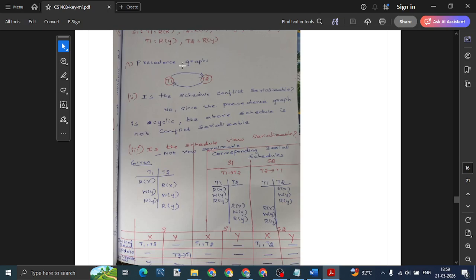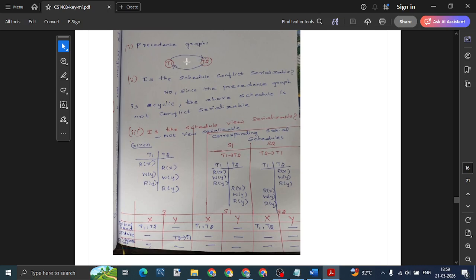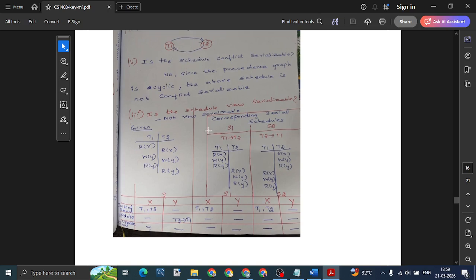So you have to check whether the graph is containing any cycle or not. Right? If it is non-cyclic, it is conflict serializable, and as a result it leads to view serializable. But it is not conflict serializable since the graph is having the cycle. Now you are going to check whether it is view serializable or not. Okay, the conclusion is not view serializable, but how are you going to check now?